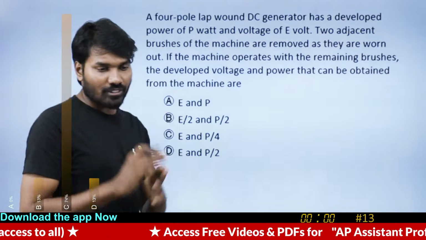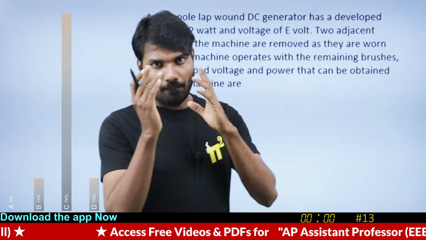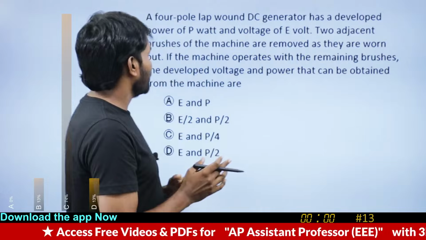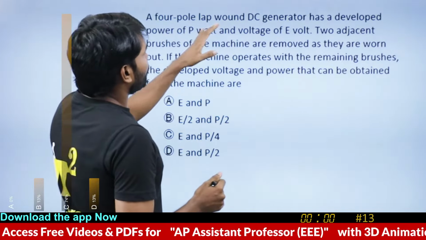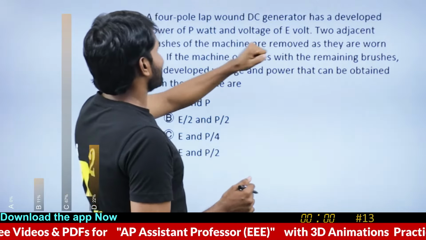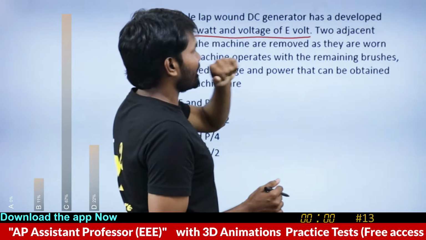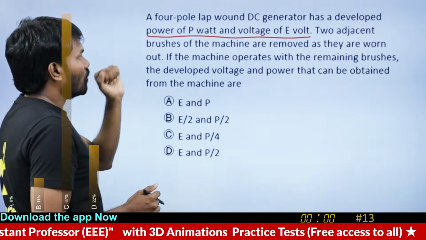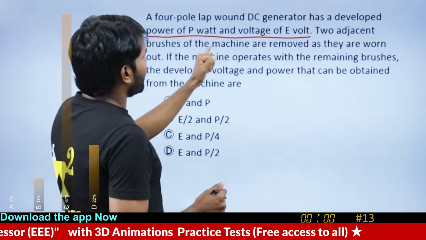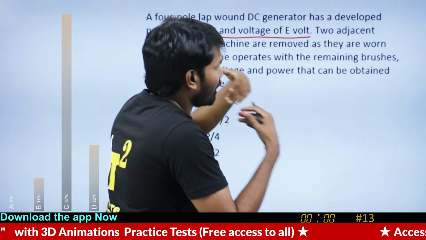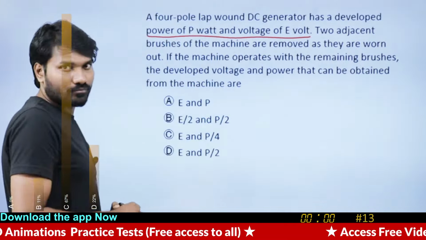Okay, pay attention, everyone. A 4-pole lap-wound DC generator has developed power P watts and a voltage E volts. Two adjacent brushes of the machine are removed.